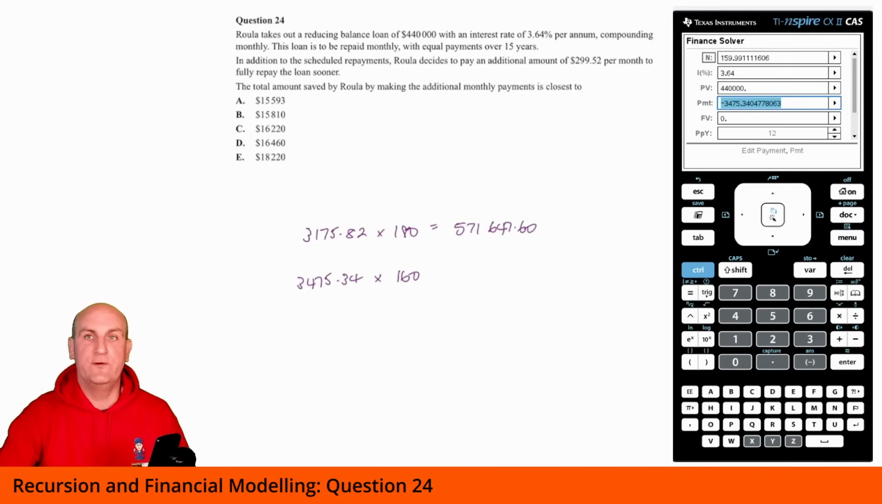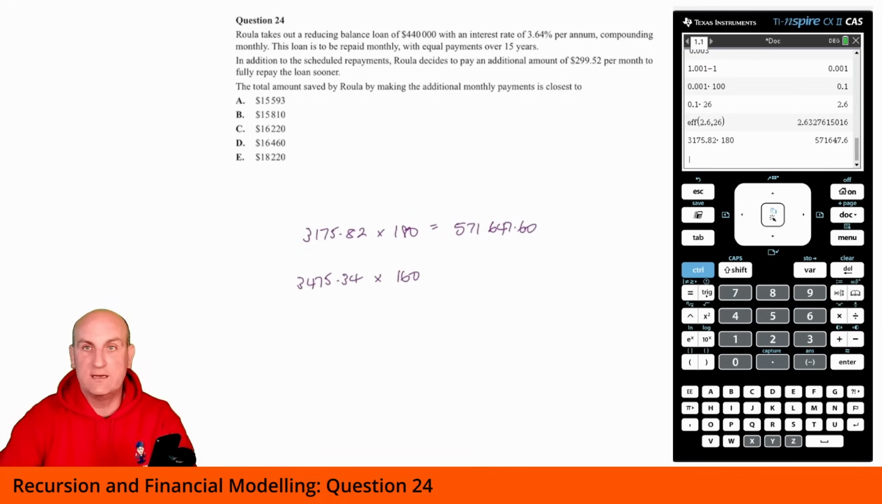So that's why we had to find a value of N, yeah? Because that's the only thing that wasn't changing. We knew that she was going to have a final value of zero. We knew her principal value was going to be 440,000. The interest rate stayed the same. The only thing that changed for that part of the question was her payment, which meant I had to go and do this. So right, let's go back to this one here.